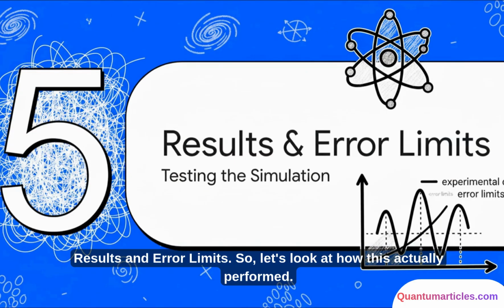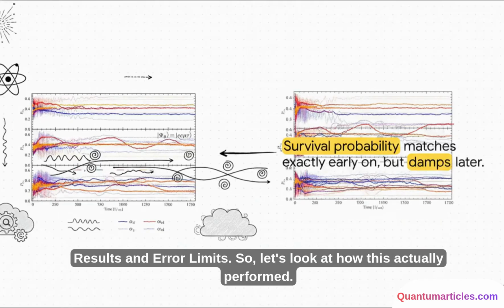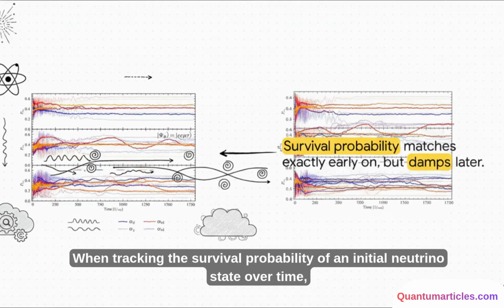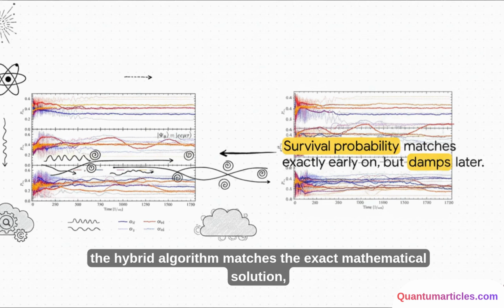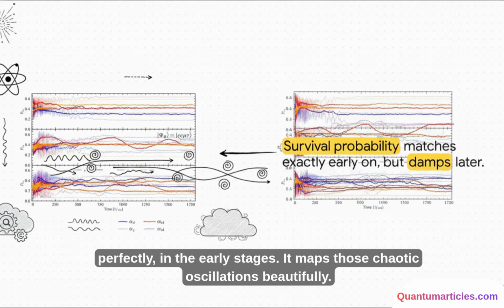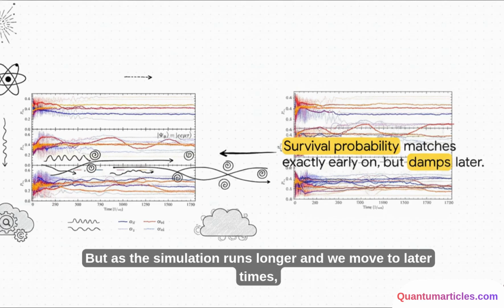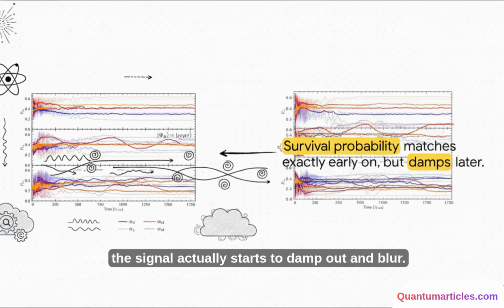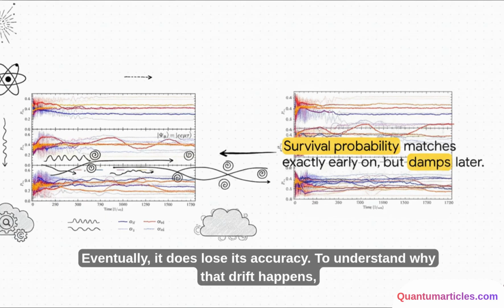Section 5. Results and error limits. So, let's look at how this actually performed. When tracking the survival probability of an initial neutrino state over time, the hybrid algorithm matches the exact mathematical solution perfectly in the early stages. It maps those chaotic oscillations beautifully. But as the simulation runs longer and we move to later times, the signal actually starts to damp out and blur. Eventually, it does lose its accuracy.